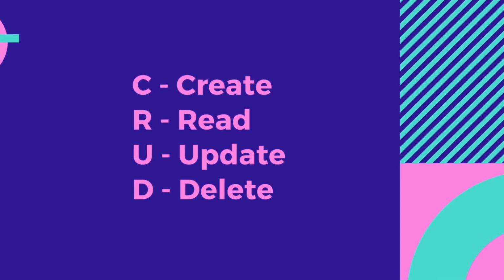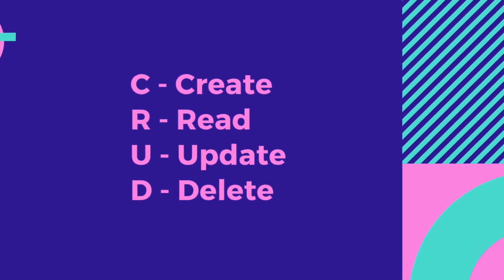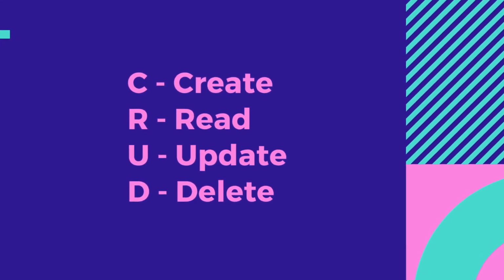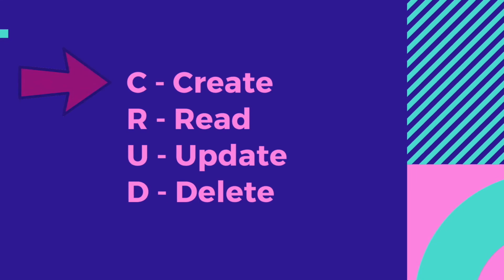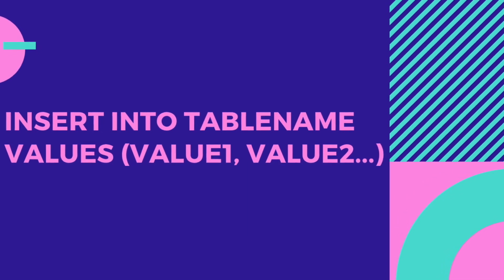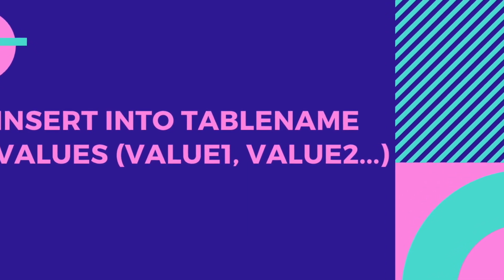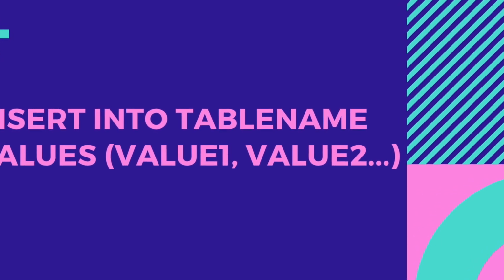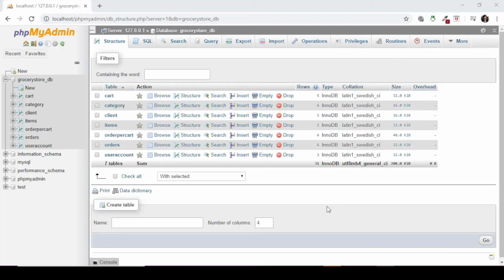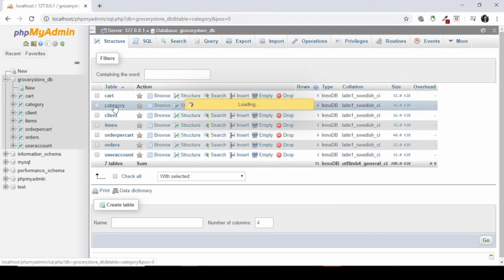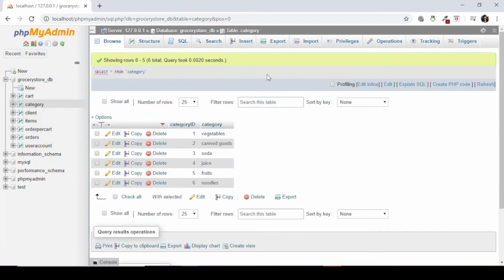In the previous topic, you learned the read operation using the select query and filtering result set using the WHERE keyword. Now, you will learn the CREATE part. This is the syntax on how you can add data to your table. Insert into table name, values, then the values. Before creating our own query, let's add more data to our category table using the Insert tab.